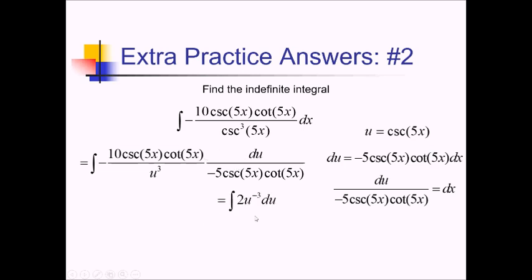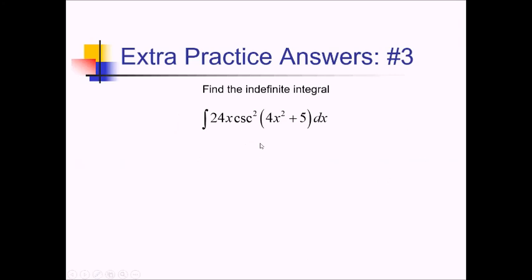Using my reverse power rule, this bumps up to an exponent of -2. Dividing by that, we just have -u to the -2 power plus c for the antiderivative. And as one final step, let me just replace u with cosecant of 5x, giving us this answer.